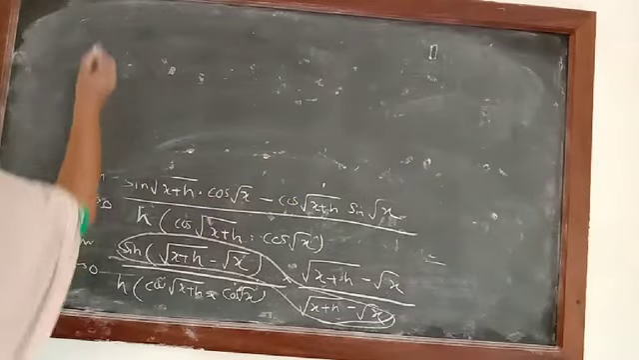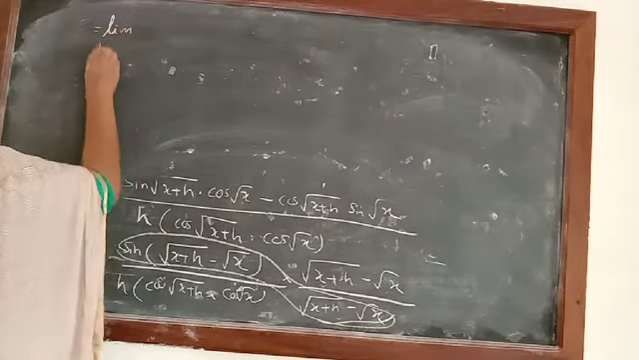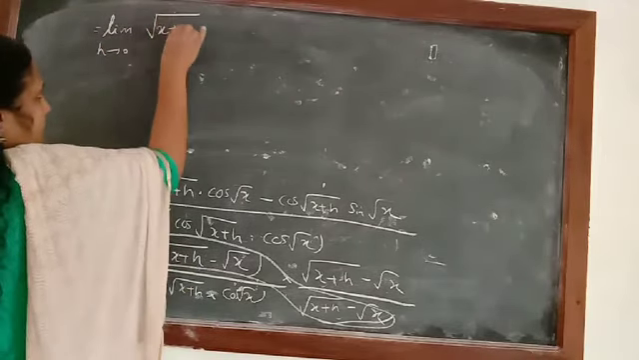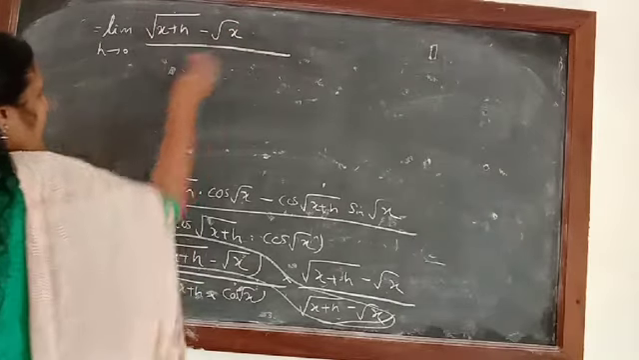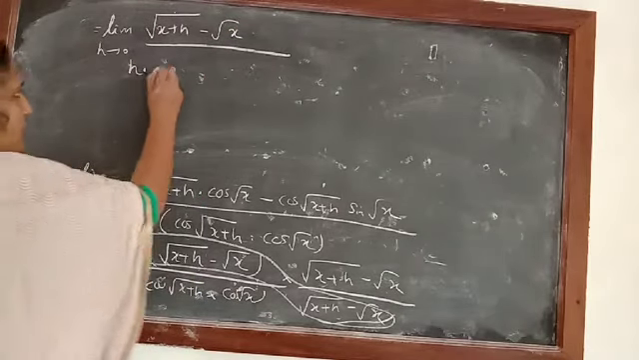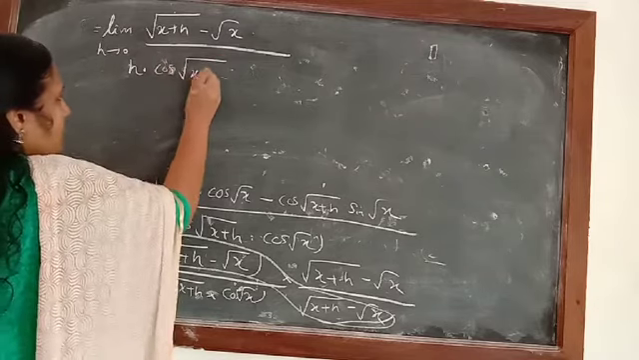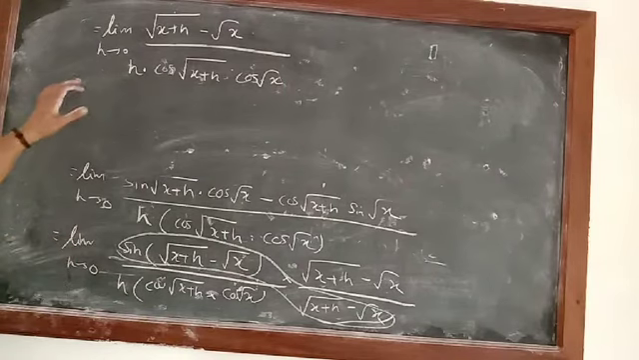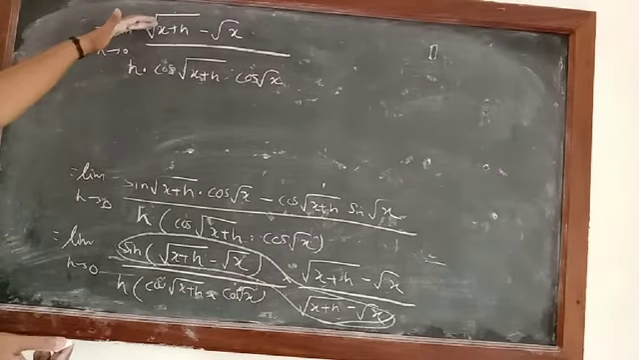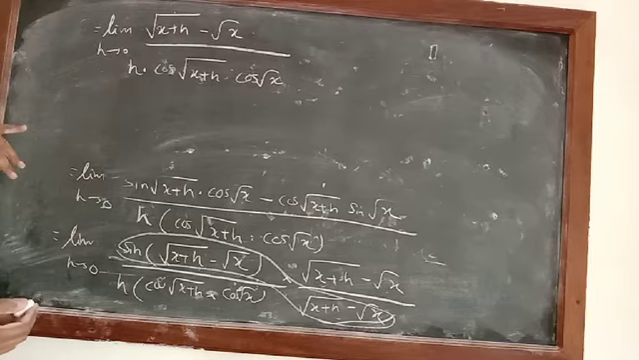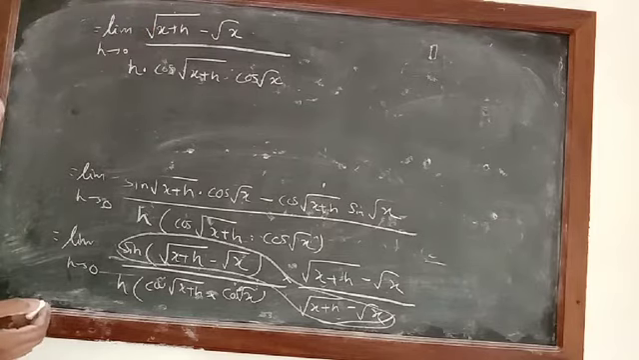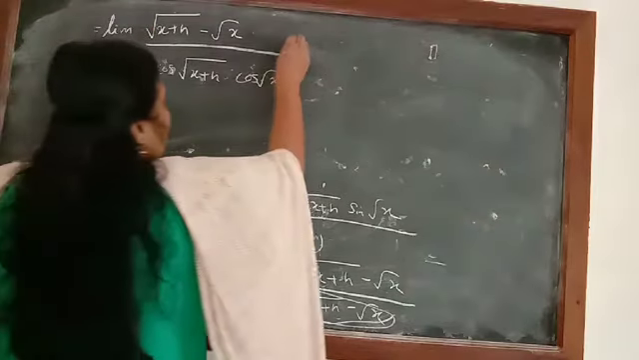What is the expression remaining there? Limit h tends to 0, in the numerator we have root x plus h minus root x, by, in the denominator, h into cos root x plus h into cos root x. Again, at present if I substitute h equal to 0, numerator and denominator both will become equal to 0. Then what is the option we have? Yes, in the numerator we have an irrational number, so we can rationalize the numerator.